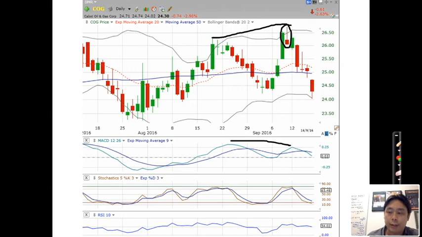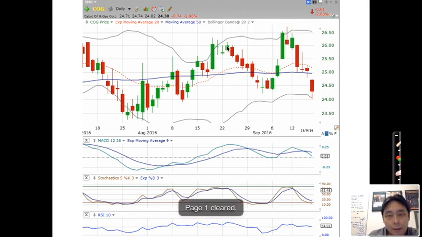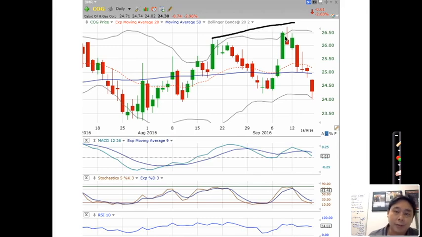Let me attempt to draw that again. Okay, missed it, should connect that, right? And like that. Great. So entry over there, stop loss over there, and we take the trade all the way down.